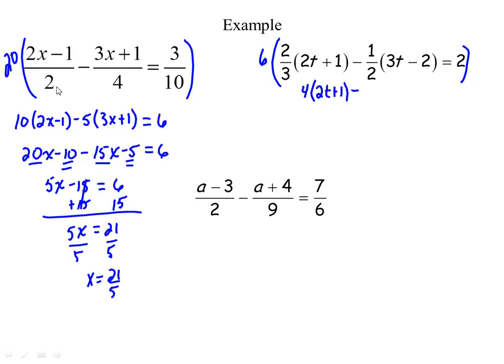Bring down your minus sign. Again, half of 6 is going to be 3 times that binomial. And then don't forget 6 times 2, which is going to be 12. And from here, again, you can solve this equation. So take a couple of minutes, solve this equation, see what you come up with for t.